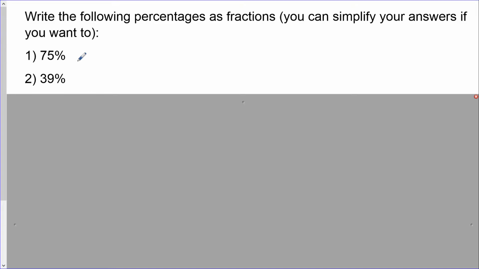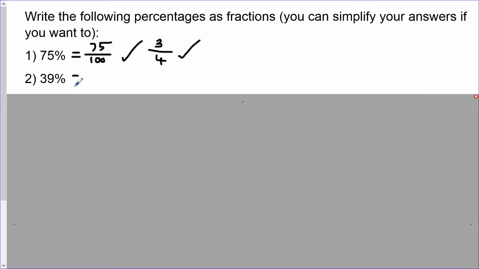75% I now know means 75 out of 100. So 75% as a fraction means 75 out of 100. Now that's really, really easy. And that there straight away you've converted it, and it's really quite simple. Now if you wanted to simplify that, you could simplify it down to 3/4 by dividing the top and the bottom by 25, and that would still be the correct answer. But really all you need to know is 75% is equal to 75 out of 100.